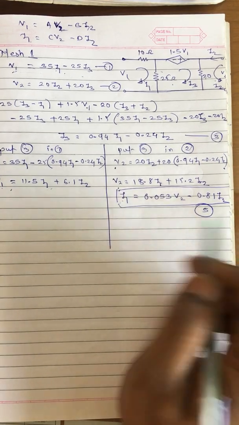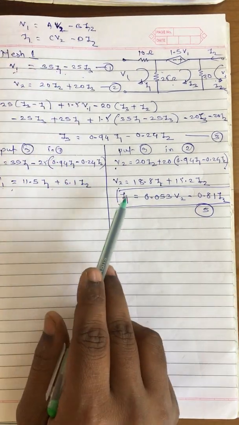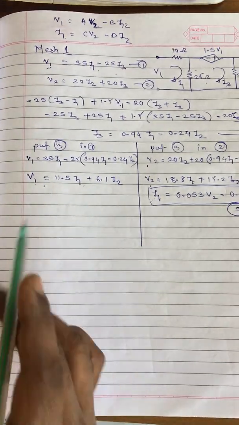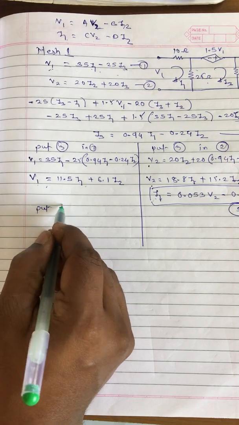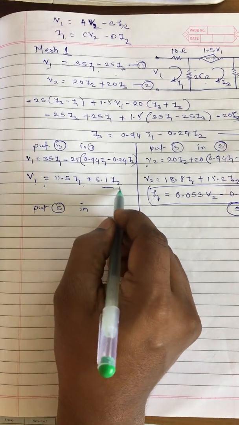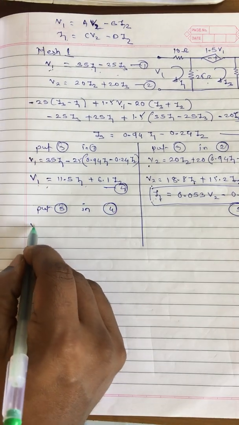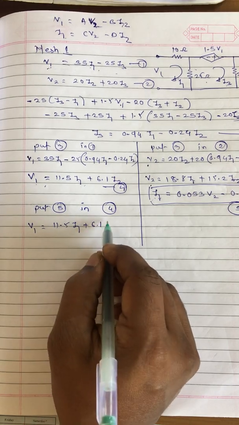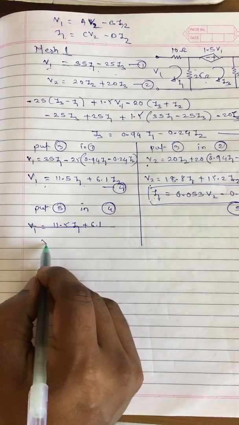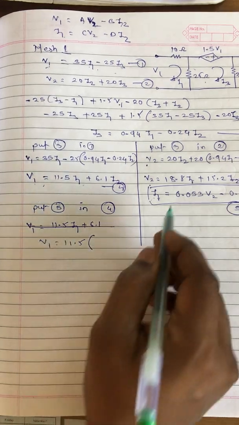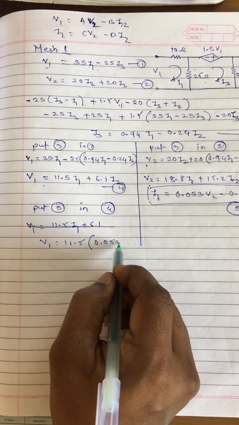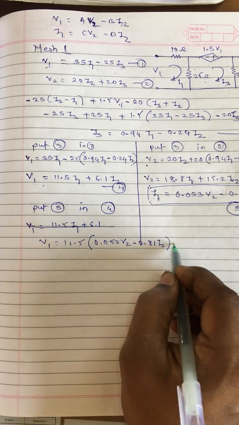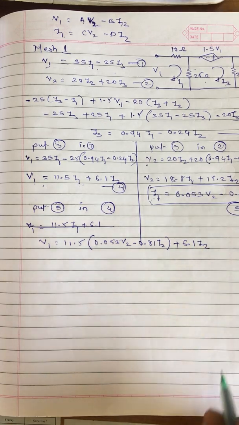This is the important equation, right? Because it looks like our equation, I1 in terms of V2 I2. Now let's put this equation for I1 here. Put 5 in 4, the fourth equation. So V1 equal to 11.5, and instead of I1 write 0.053 V2 minus 0.81 I2, plus 6.1 I2.